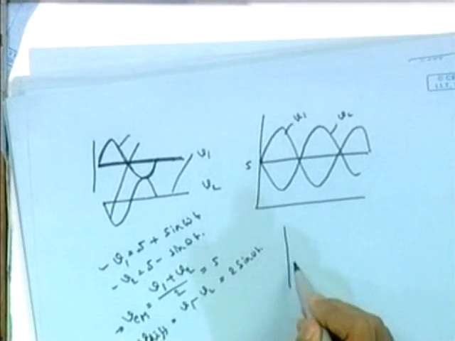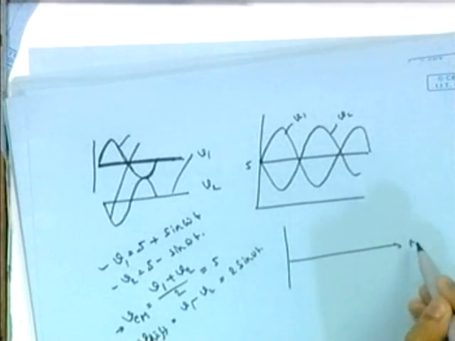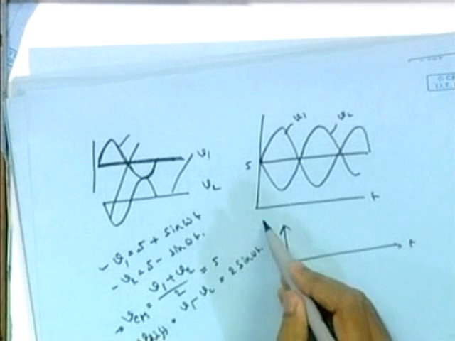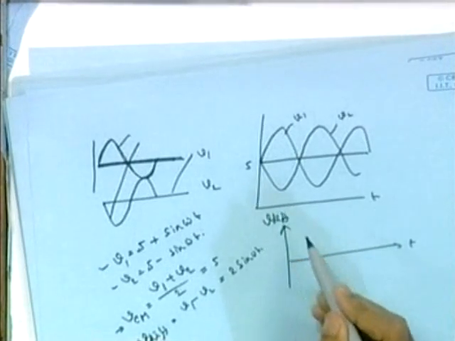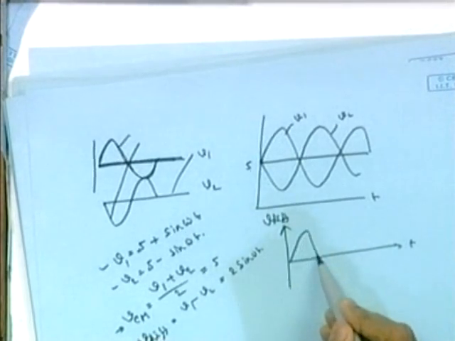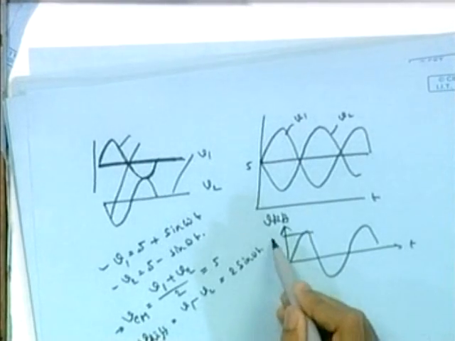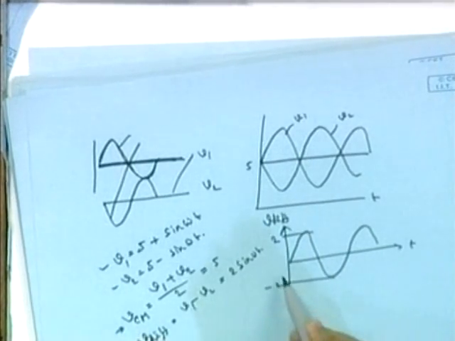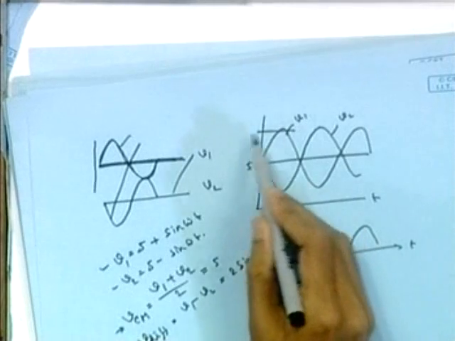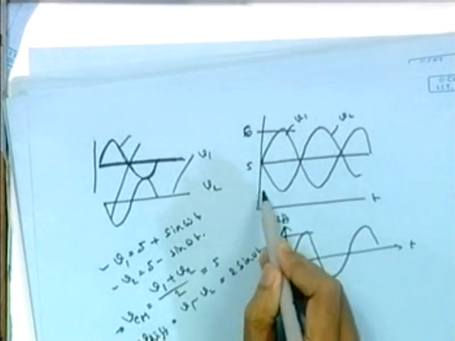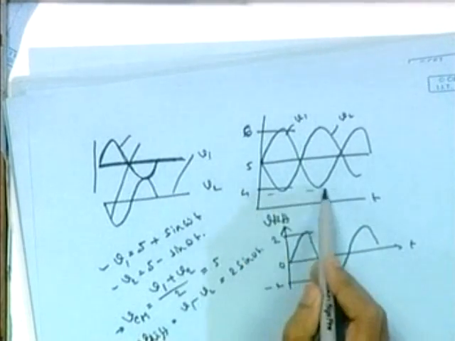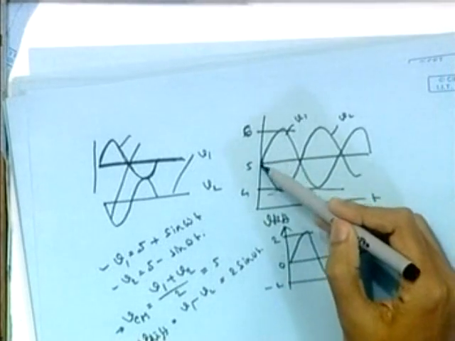So if I plot the differential one against time, V differential, it will be like this. This magnitude is 2, this is minus 2, this is 0. For the individual input, it was 5, 6, and 4. This magnitude is 4. It is going below 4 and going up to 6.